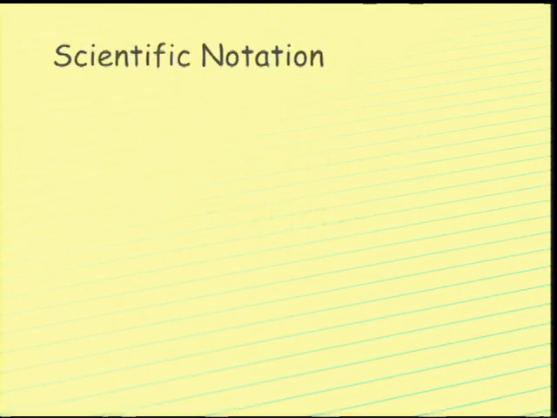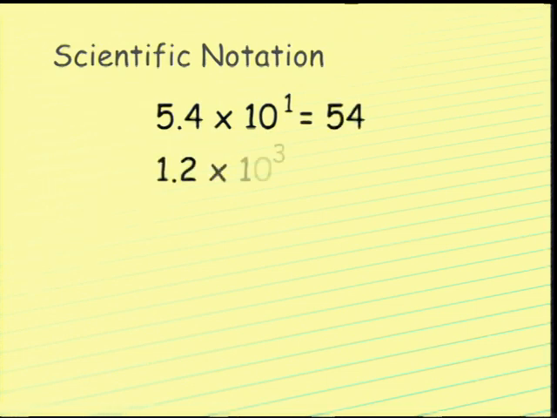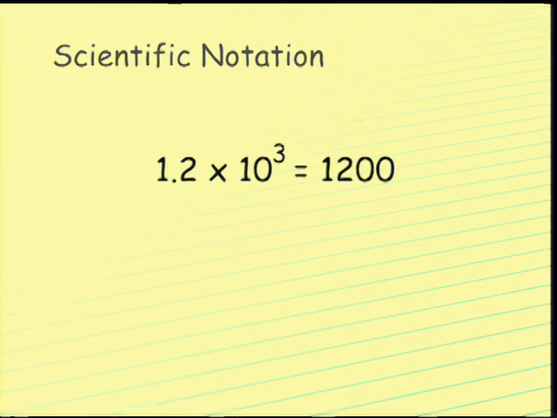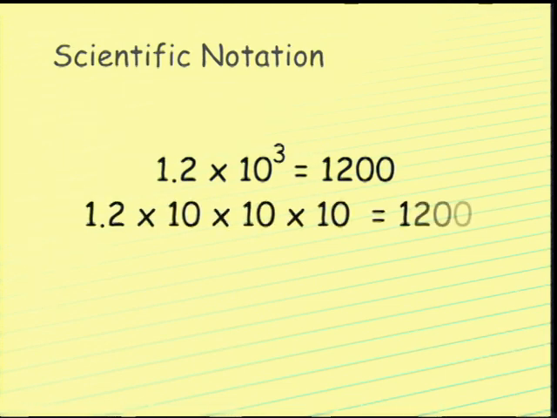Scientific notation is a method by which any number can be expressed as a term multiplied by a power of 10. Examples of numbers written in scientific notation are 5.4 times 10 to the power of 1 and 1.2 times 10 cubed. The numbers can be taken out of scientific notation by performing the indicated multiplication, such as 1.2 times 10 times 10 times 10, which equals 1,200.